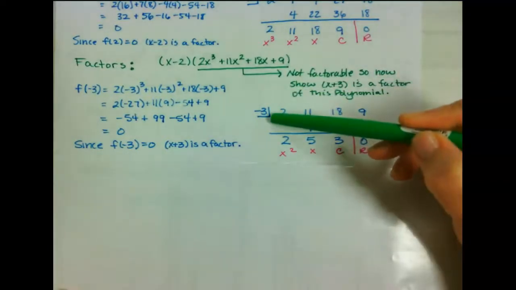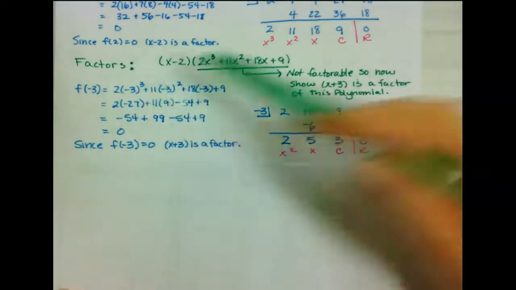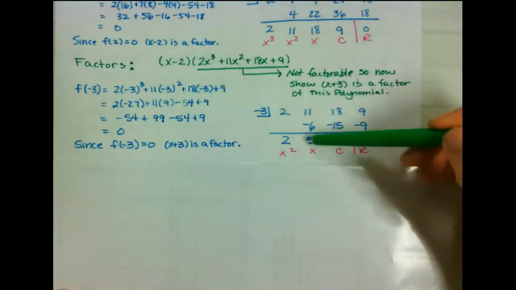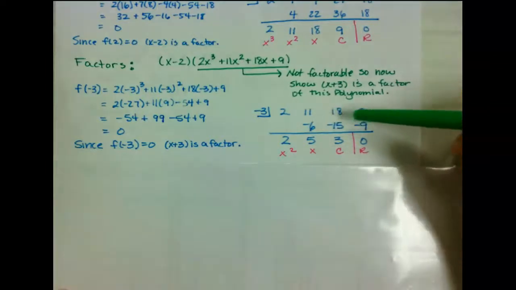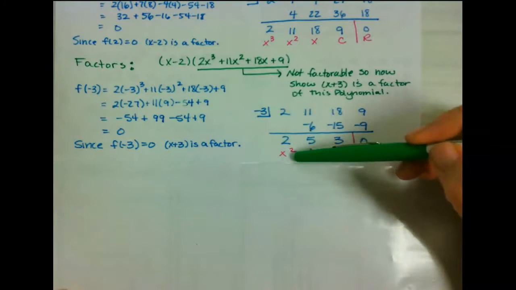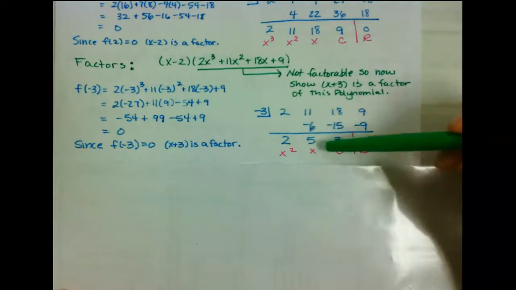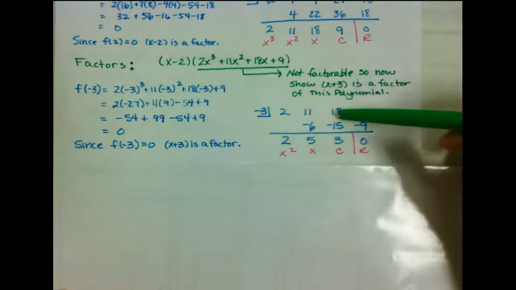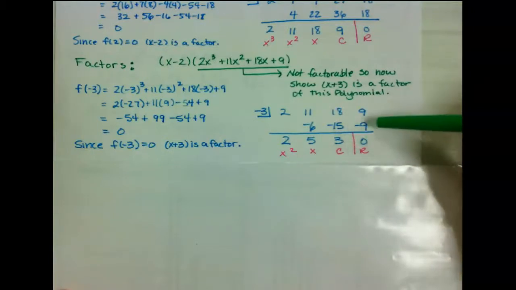So I go back to my synthetic. I make that -3. There are no missing powers here because this is where I'm working at right now. And I would do 2, 11, 18, 9. So bring the first term down, multiply below, that's -6, and bring it up. 11 and -6 is 5. -3 times 5 is -15. 18 minus 15 equals 3. And then 3 times -3 is -9. 9 plus -9 gives you 0.